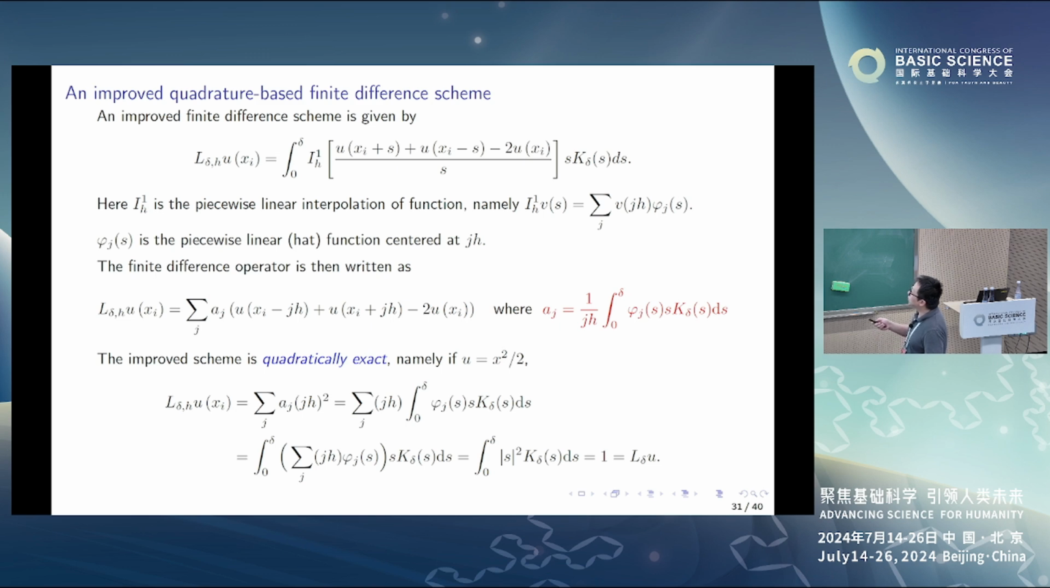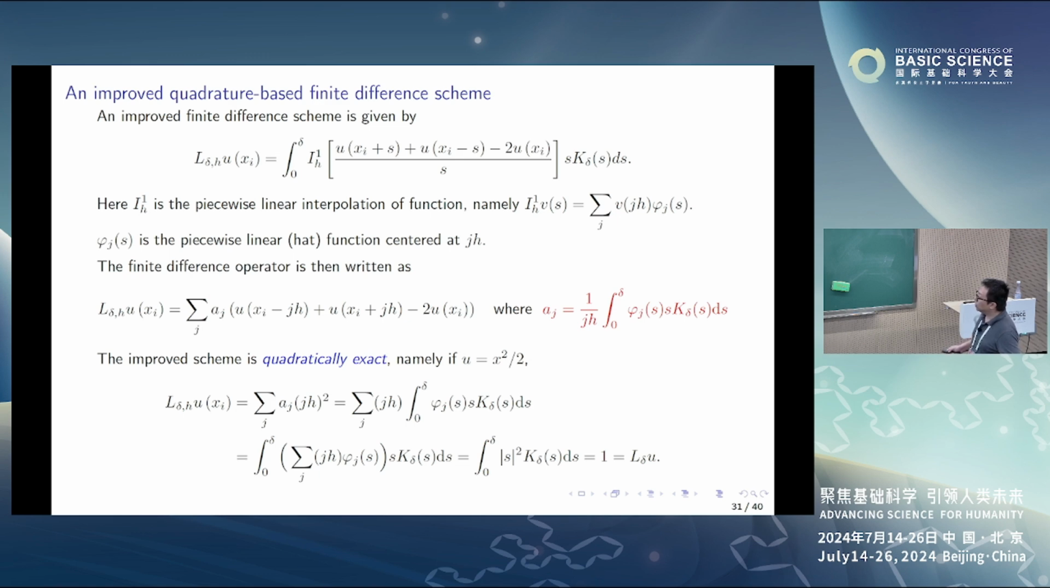And for this scheme, we can prove that it is quadratically exact. That means if you plug in the quadratic function, like x squared over 2 that we chose before, the discrete nonlocal operator applied to it will give 1, which is just L delta u.